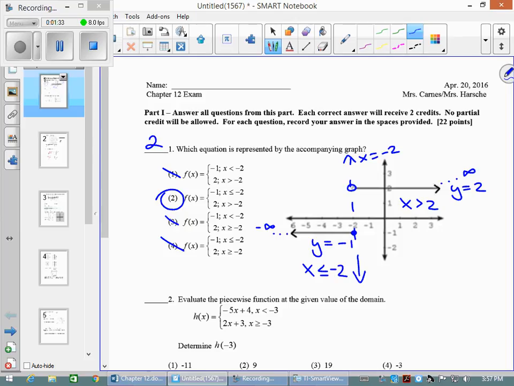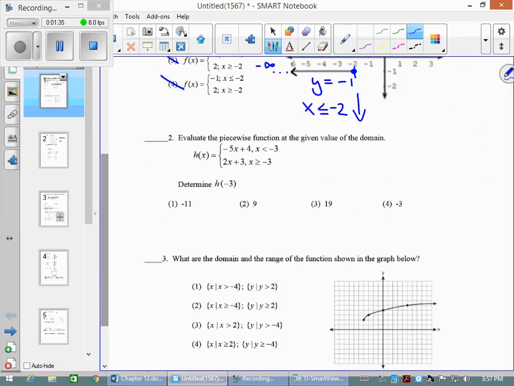Okay, let's move on to number 2. We're evaluating the piecewise function at the given value for the domain. So they're giving me h of -3. So I need to ask myself, in which part of my piecewise function does -3 fit the domain? So is -3 greater than or equal to -3, or is -3 less than -3? Well, -3 can't be less than itself, so we're going to go into the second piece here.